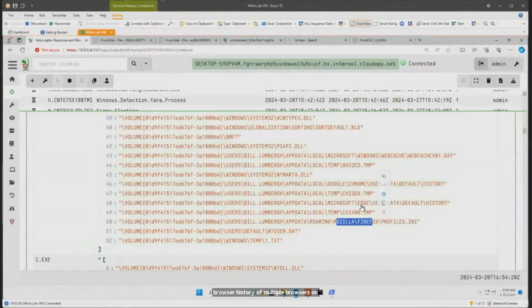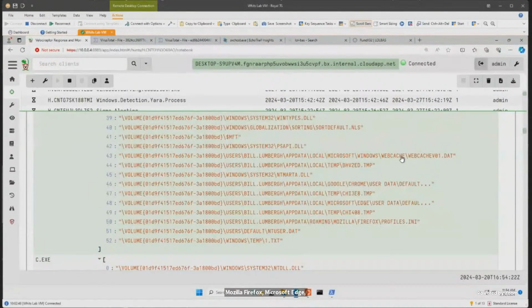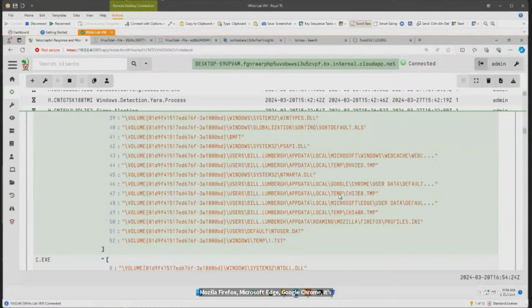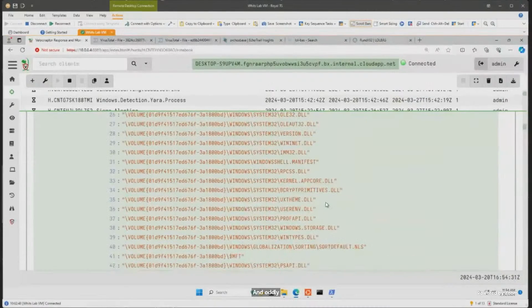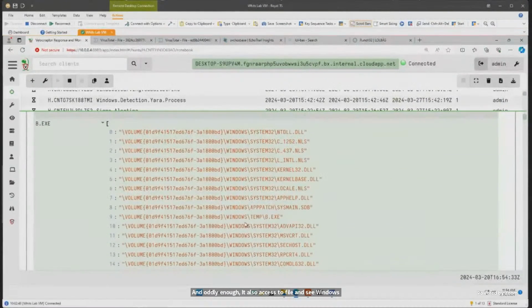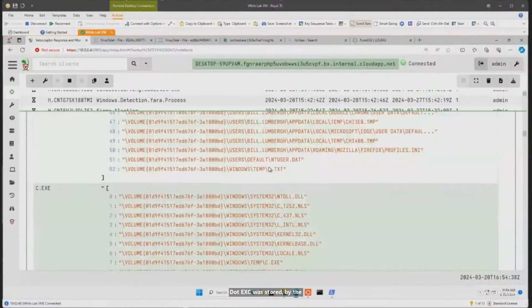Mozilla Firefox, Microsoft Edge, Google Chrome. It's going after their web history files here. And oddly enough, it also accessed a file in C:\Windows\Temp, which is the same place that the b.exe was stored, by the way. It accessed a file called one.txt.